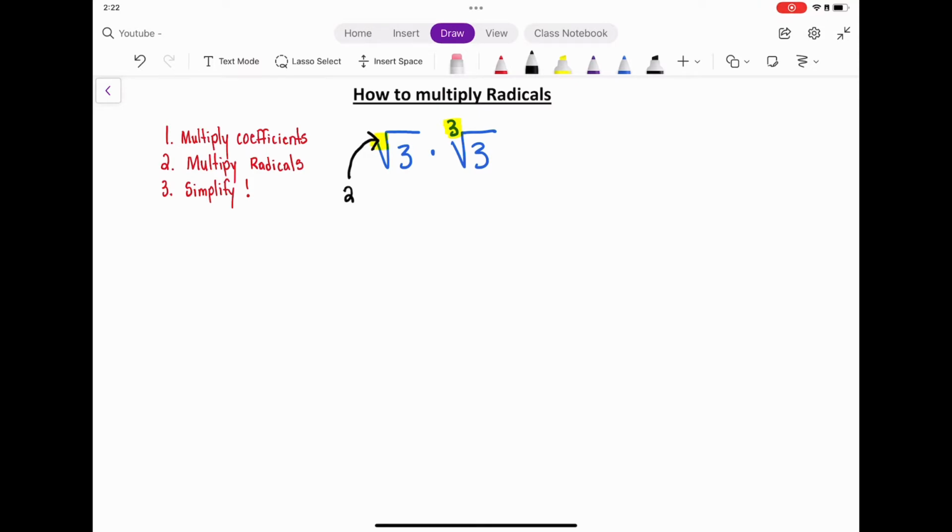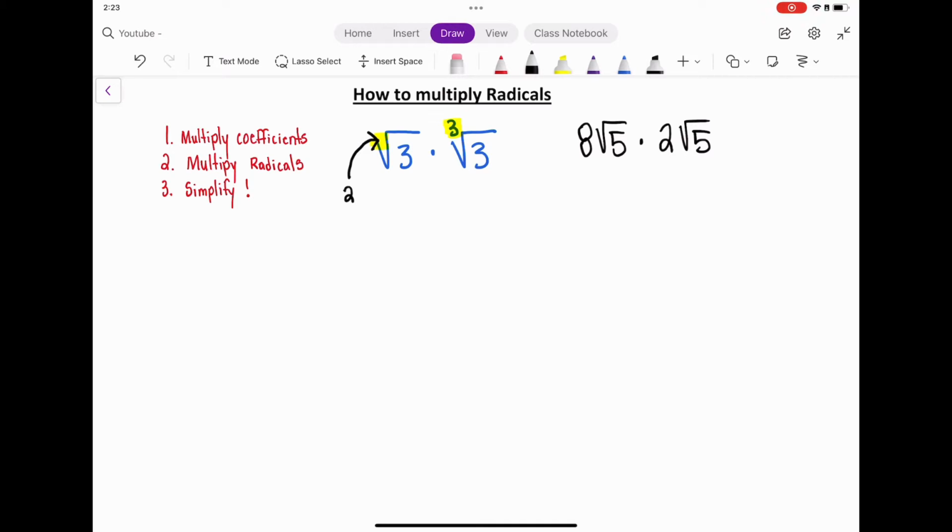But let's say we have a problem where we do have the same root. So let's look at a problem like this. We have 8 radical 5, and we're going to multiply that by 2 radical 5. Now I got 3 very helpful rules for y'all, right? That'll make this so much easier.